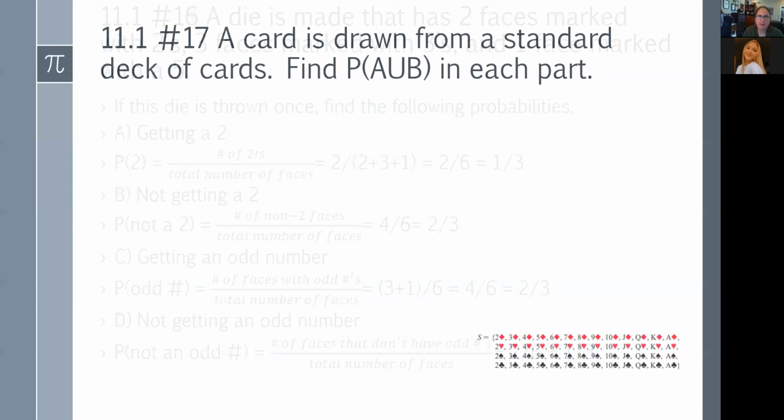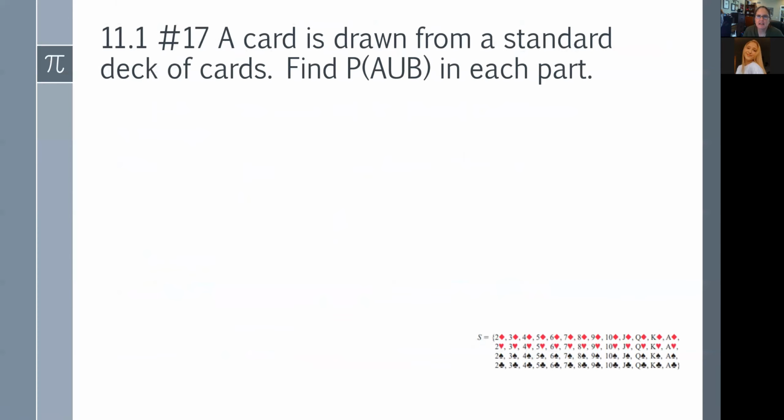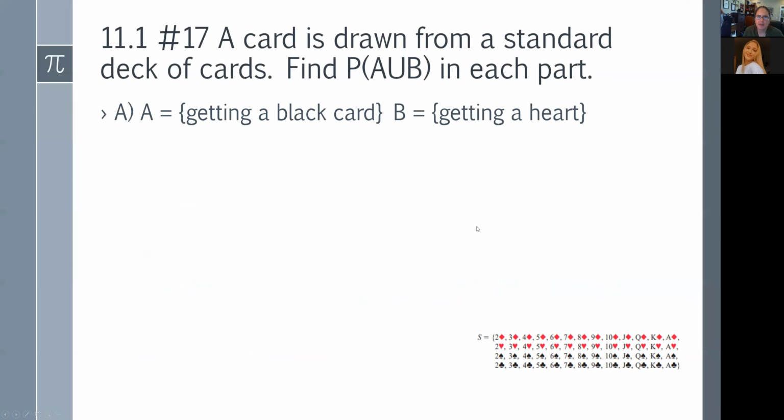Next, we're going to look at problem number 17. It says a card is drawn from a standard deck of cards. Find the probability A union B in each part. And I've got the little picture from the book that just shows us the cards in a deck of cards.